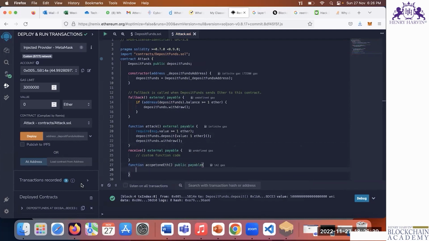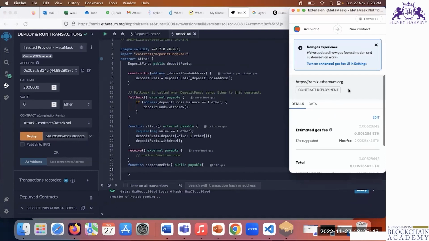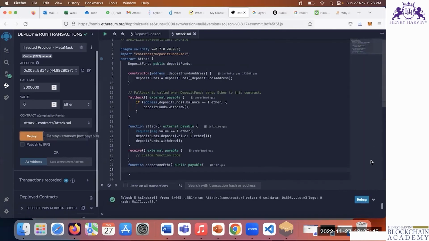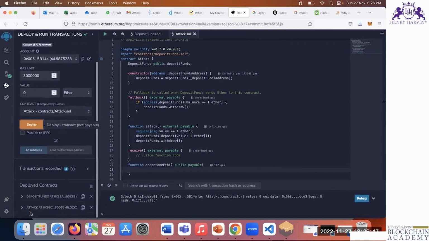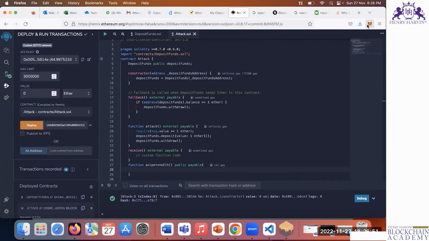Okay, I'm going to deploy this one. We're going to deploy the attacker smart contract. Deploy. So the attacker smart contract is deployed.